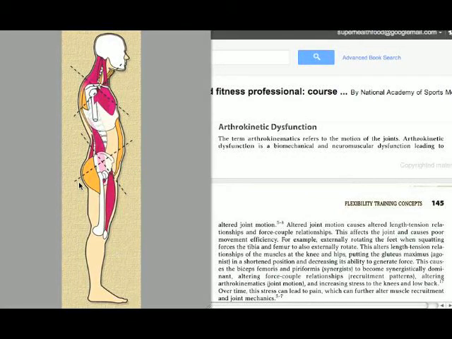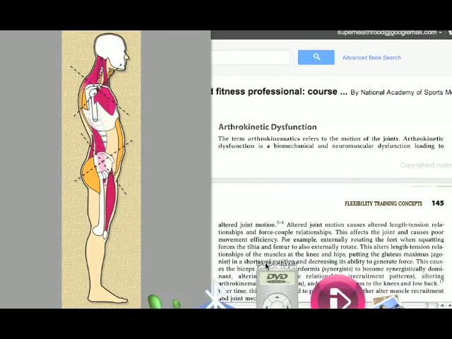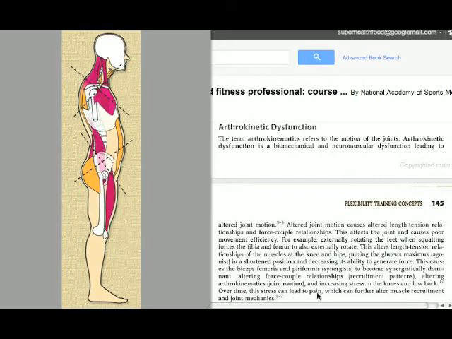So we've got to be able to keep our toes pointing forward, then our knees over our toes, keeping the gluteus maximus, which is our prime mover, working correctly. Over time, this stress can lead to pain, which can further alter muscle recruitment and joint mechanics. So the more and more you squat incorrectly, the more and more these become ill-used or unused, causing greater stress through the hamstrings, the piriformis, putting pressure on the lower back and the knee.